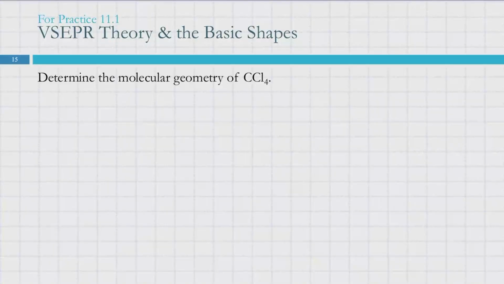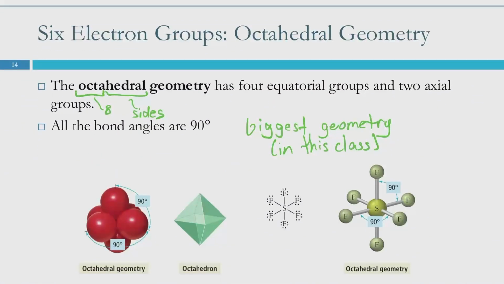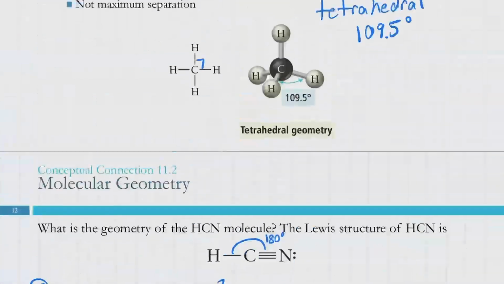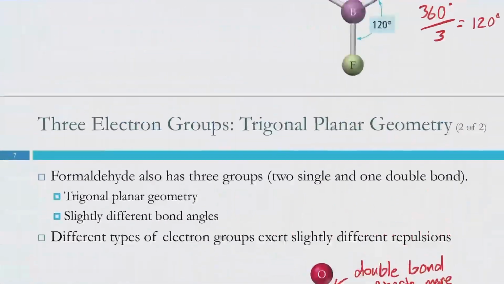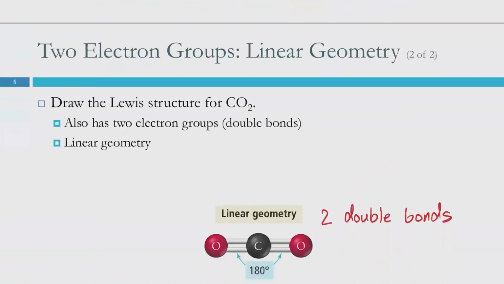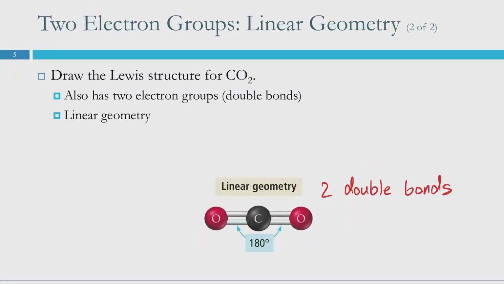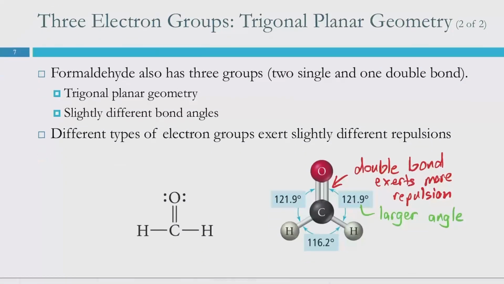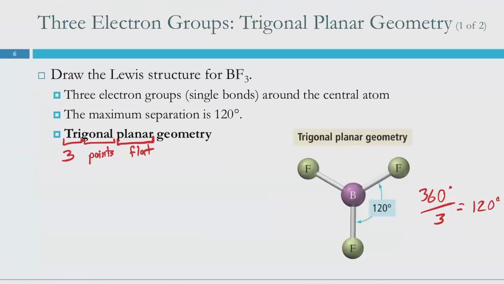Okay, last class we learned our basic shapes. Squares, circles, no, wrong basic shapes. We learned our basic electron group shapes. We learned two shapes, two electron groups up through 6 electron groups. So 2 electron groups was our linear geometry, absolutely straight line, 180 degrees bond angle. When we bump up to 3 electron groups, if they're all the same, we're going to have 120 degree bond angles, and it's going to be trigonal planar geometry.